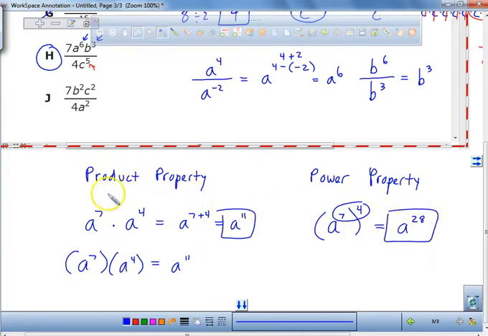I need you guys to know the difference between the product property and the power property. The power property you're allowed to multiply. The product property, what are you allowed to do? Add. Here are the rules.